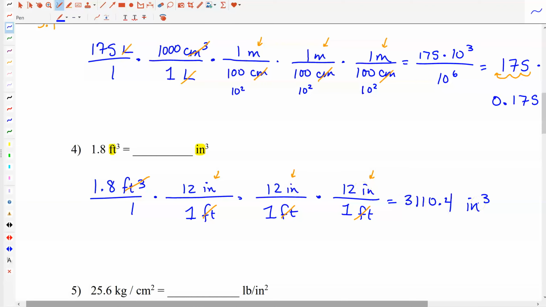3,110.4. Now the directions had said to round your answers to 3 significant digits when necessary. So this is going to be the first one where I'm going to need a little bit of rounding. Looking at my significant digits, the 3 is significant, the 1 is significant, and this 1 is significant. And because this number is not 5 or bigger, I'm not going to round my last significant digit up. So my final answer would be 3110, and then my units are cubic inches. All right, so that would be my final answer.